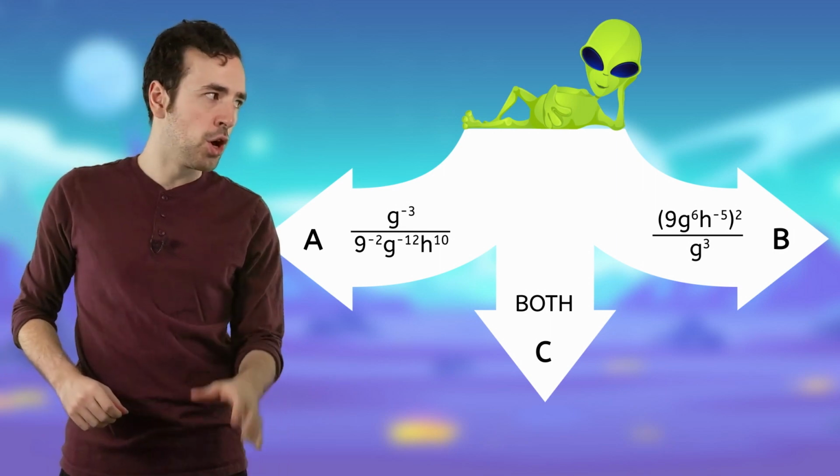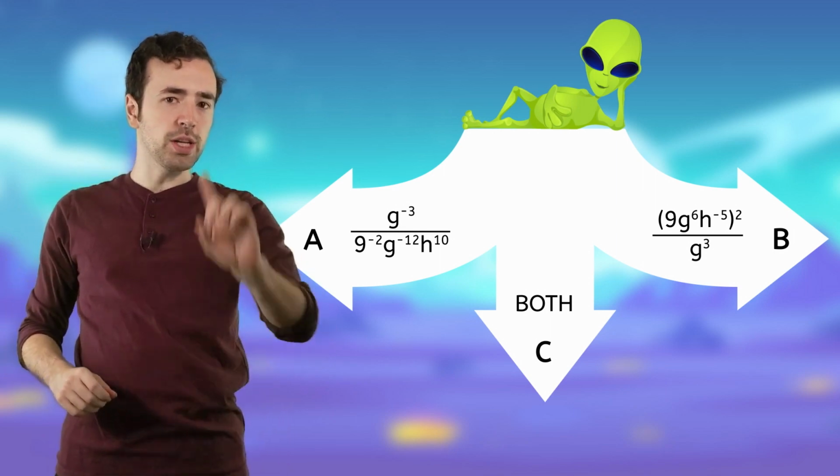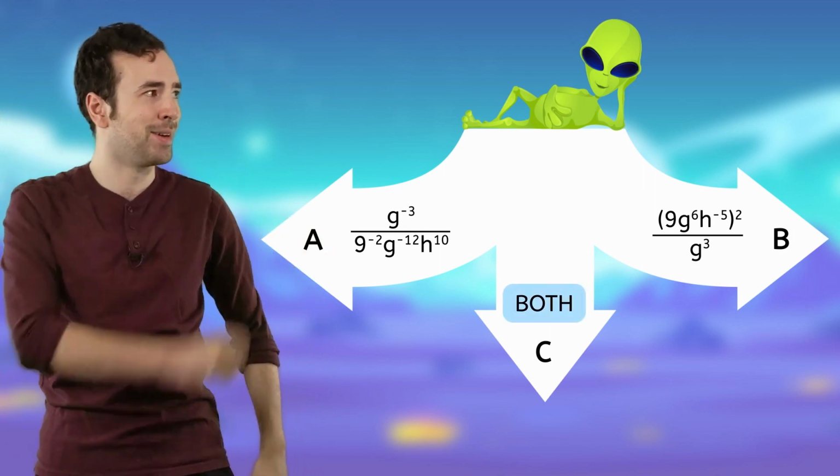Okay, Exponox, we know which path to choose. We choose path C. We did it! Okay, Exponox, what's the next riddle?